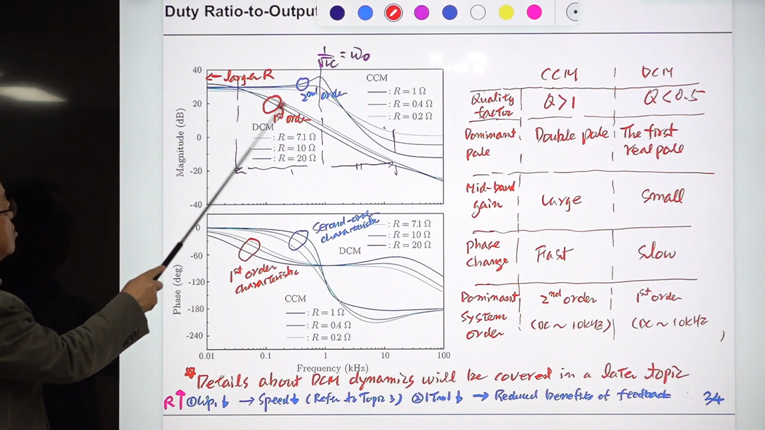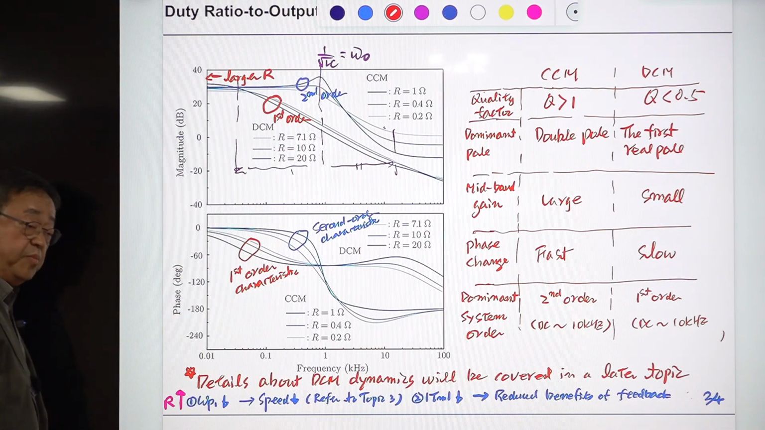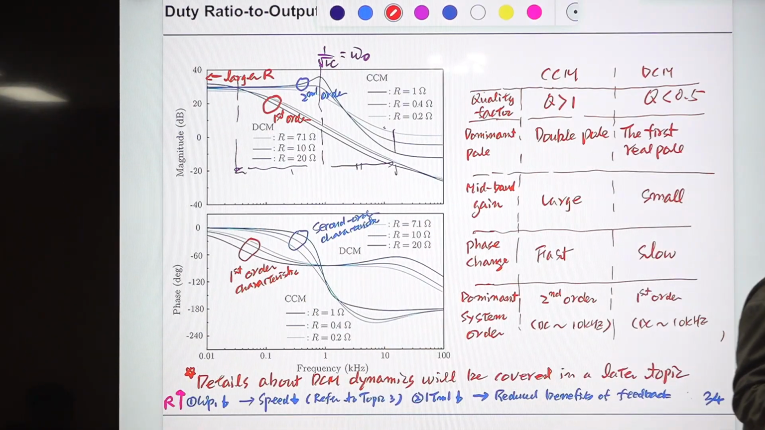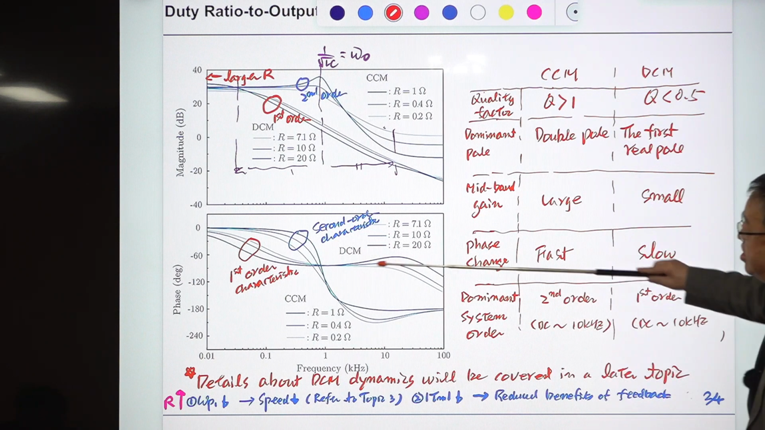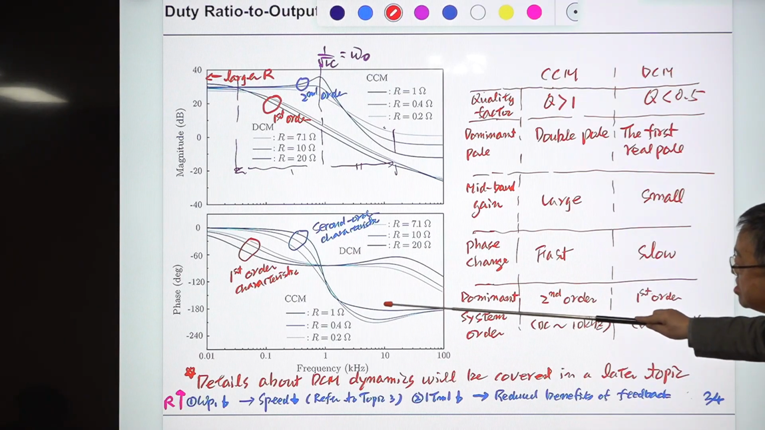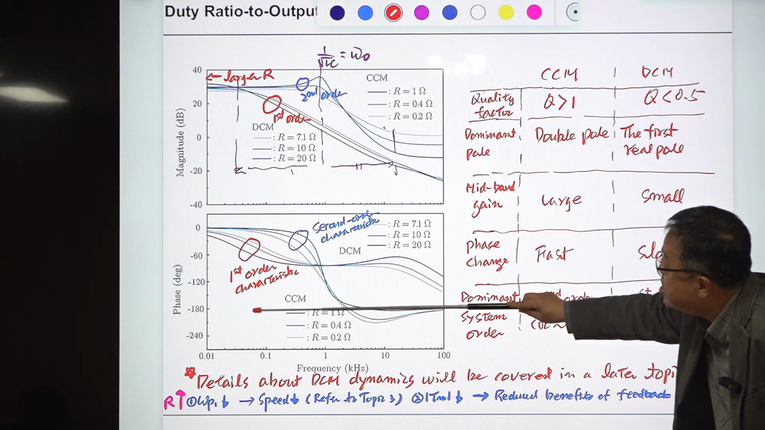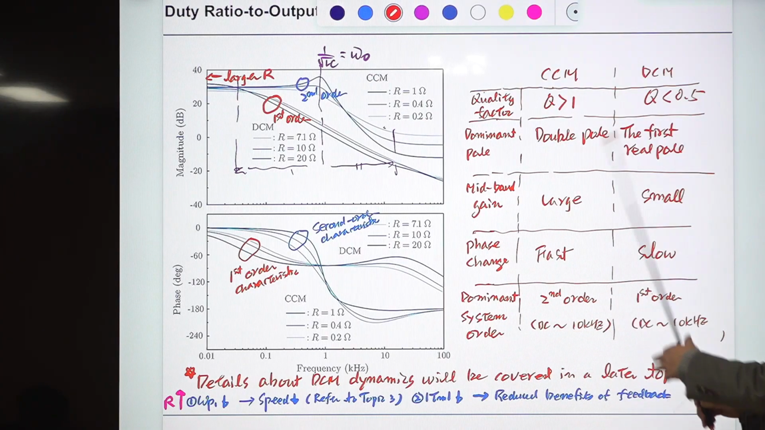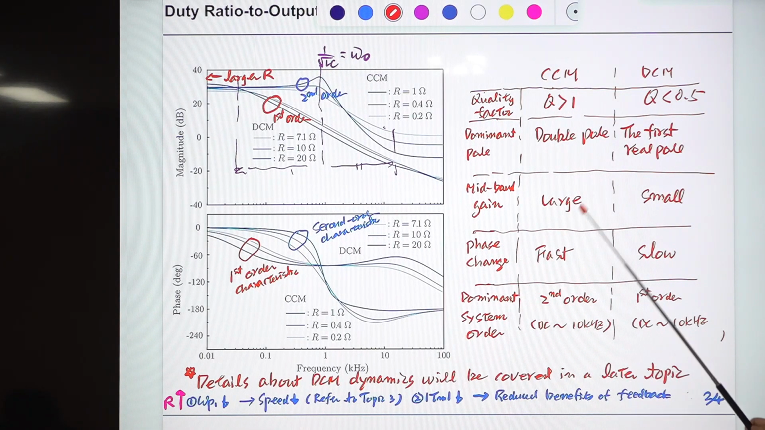So this is the DCM and this is the CCM. The characteristics are entirely different. One is a first order system and the other is a second order system. The phase here is 90 degrees, and in the CCM case the phase decreases to minus 180 degrees because of the double pole. The ESR comes in somewhere else. So this is the summary of CCM operation.